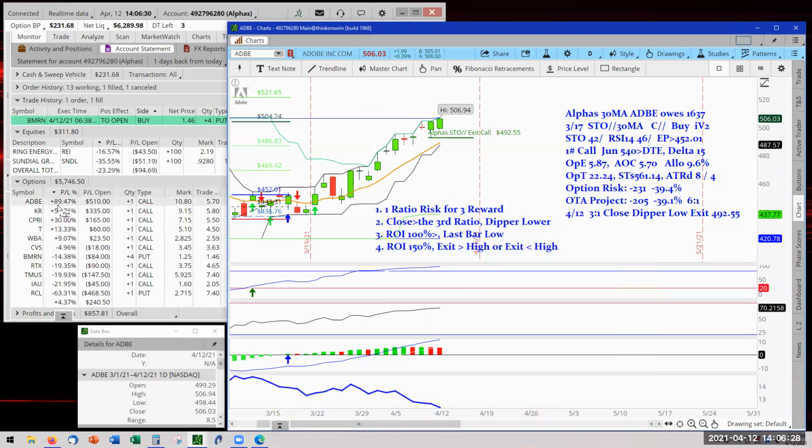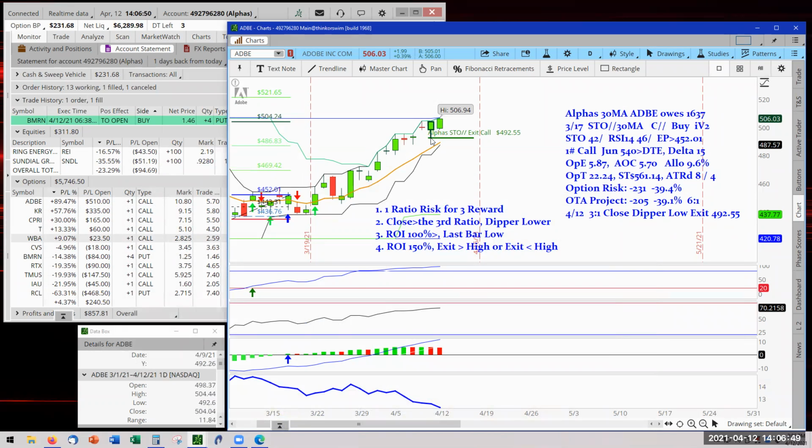There it is, 89% for Adobe, and here it is. Adobe did finally close above the third ratio, so we are now at dipper low exit. The exit was down here for the longest time because we hadn't closed that third ratio, but now that we have, we are way up here at dipper low. Higher low, lower low, higher low.